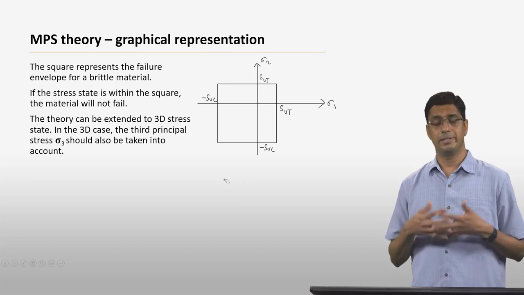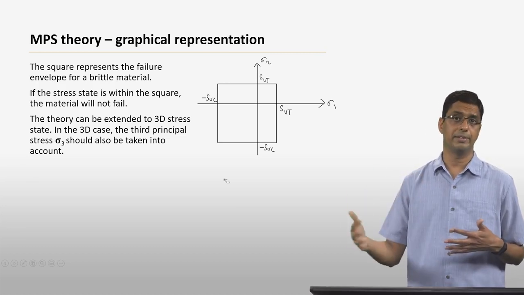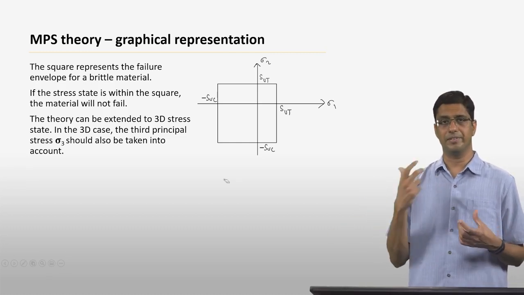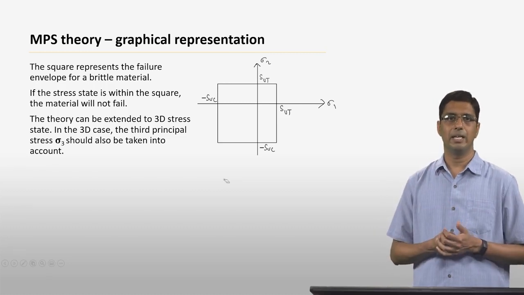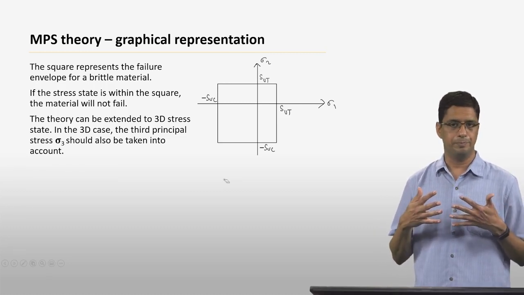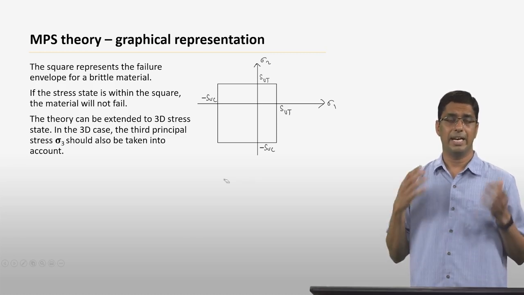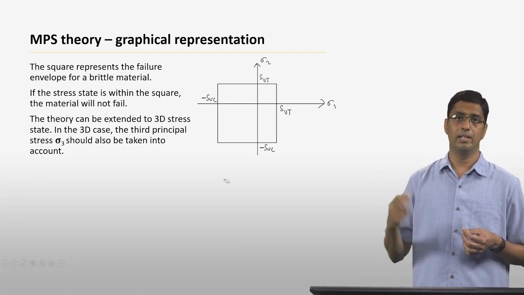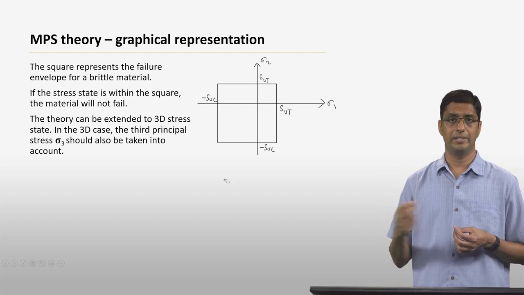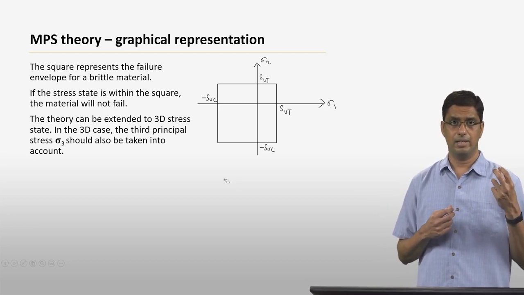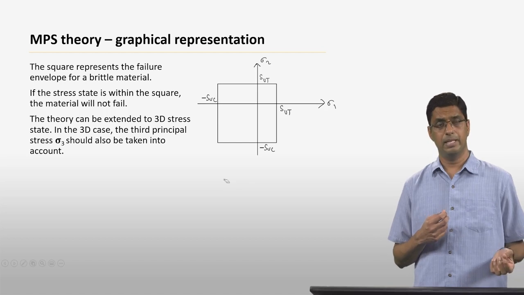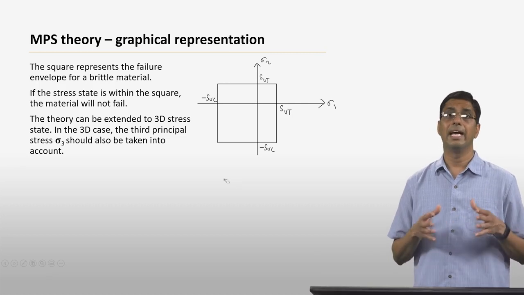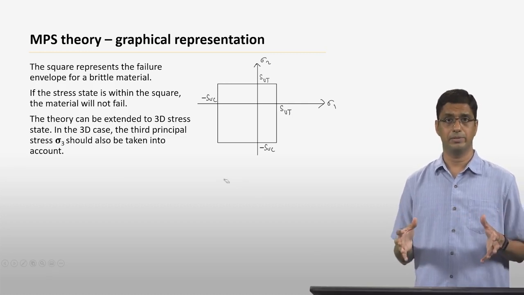Okay? But of course, if you extend it to the 3D case, then the representation becomes more complicated because you are going to have sigma 1, sigma 2, sigma 3 axis, and then you have to visualize things in 3D. But in principle, the idea remains the same, right? If there is a tensile principal stress at some point, if that exceeds the SUT, then the material will fail. If there is a compressive principal stress at some point, if the magnitude of that compressive principal stress exceeds SUC, the material will fail. So it is as simple as that.